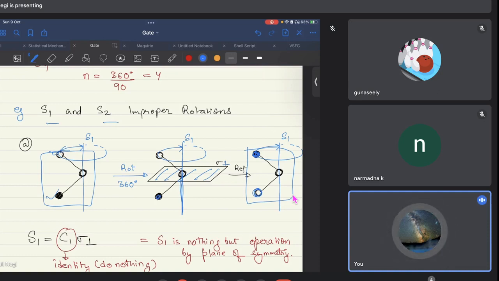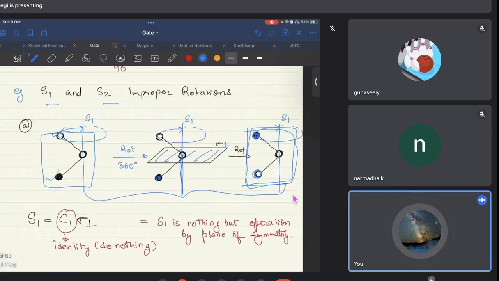Again, Gunasli, if you took the break and someone did the rotation of 360 degrees of your water molecule, which was the water molecule model you kept on your table, and then they did the reflection, you will see that you cannot define whether it got disturbed, whether this configuration was different. So this combination again is known as S1.